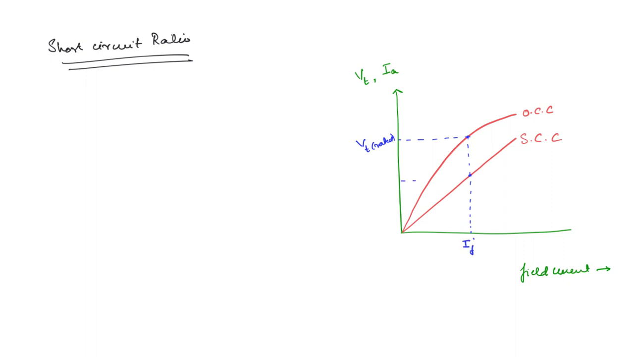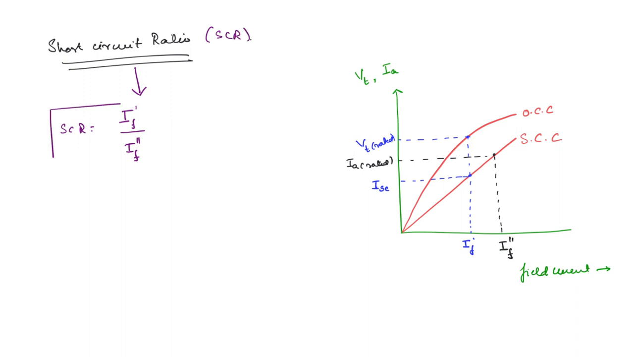Now what will be this value? This will be the short circuit current, ISC. That means for the same field current, at short circuit condition, the current is going to be ISC. Now the rated armature current, let us say it is somewhere here. This we will write as IA rated. Now this field current, we will take as IF double dash. Now the short circuit ratio is nothing but the ratio of IF dash and IF double dash. You can write SCR, abbreviated as SCR, is equal to IF dash divided by IF double dash.